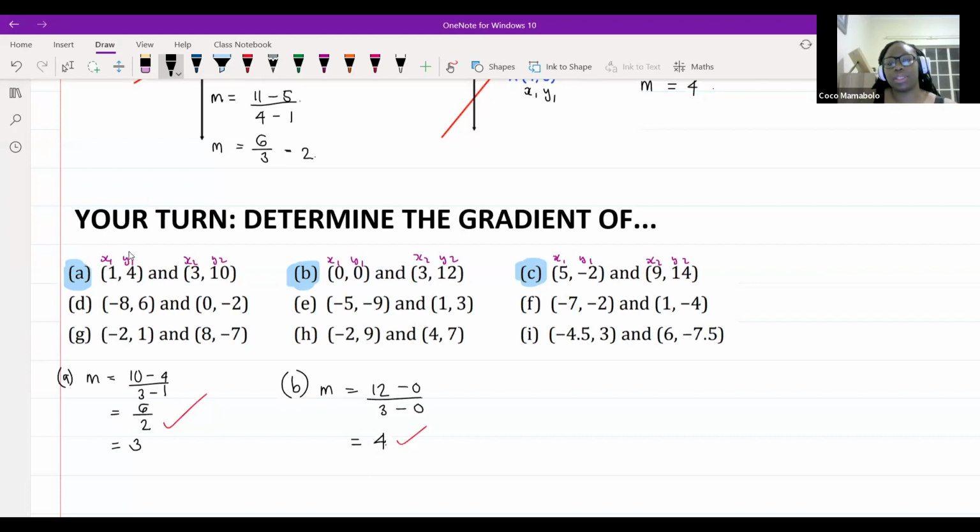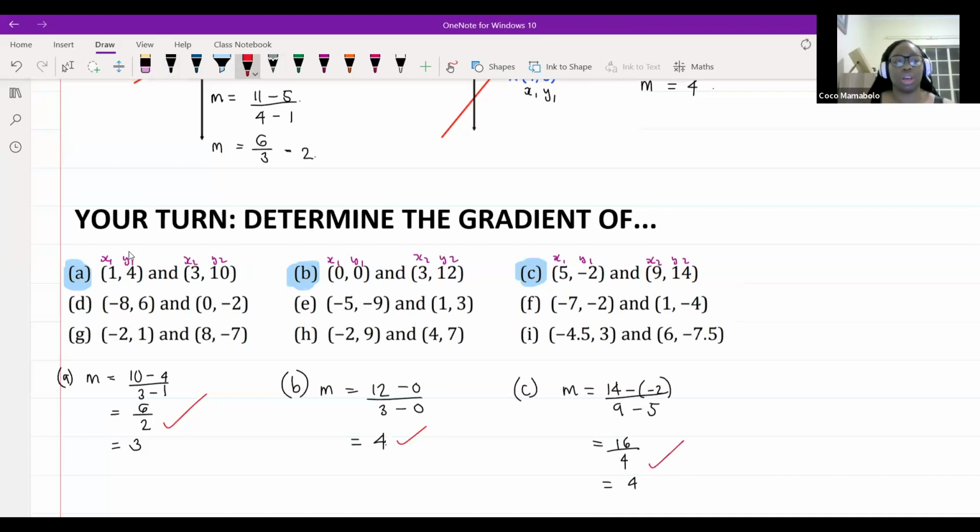Okay, for C, the gradient is going to equal y2, which is 14 minus negative 2 over 9 minus 5. All right, 14 minus negative 2, that will give us positive. So 14 plus 2 is 16 over 9 minus 5 is 4. Therefore, the answer we should get here is 4 as well.